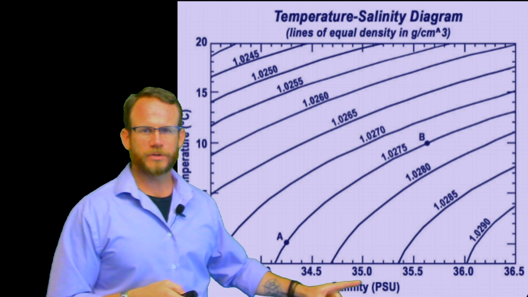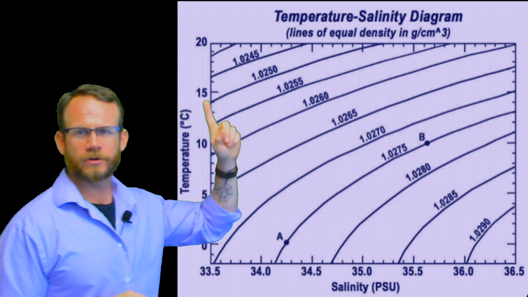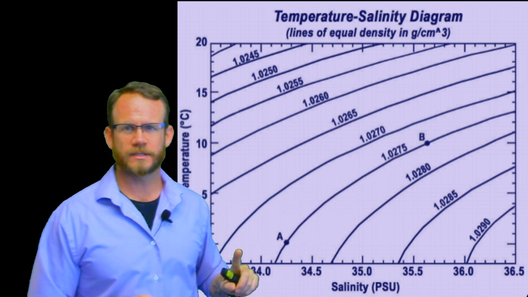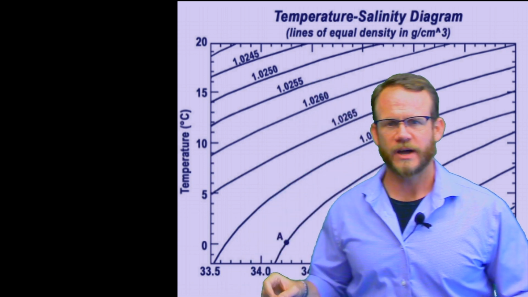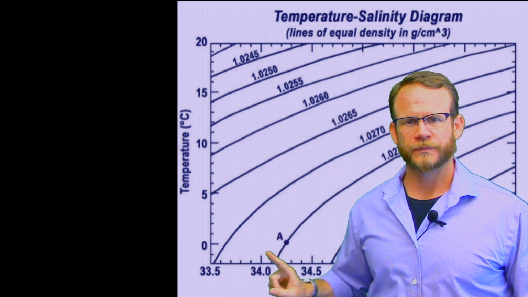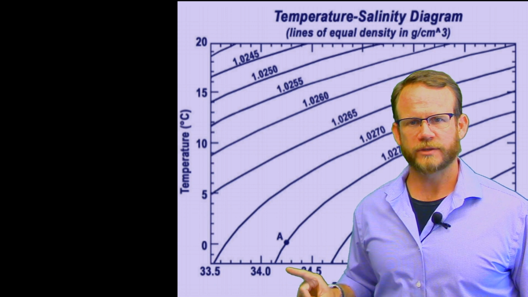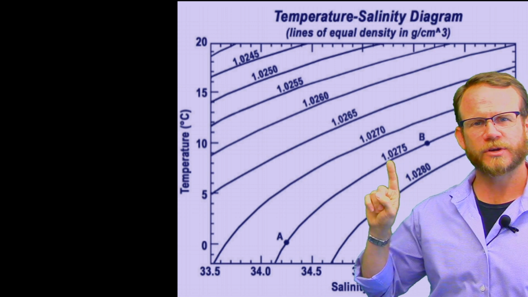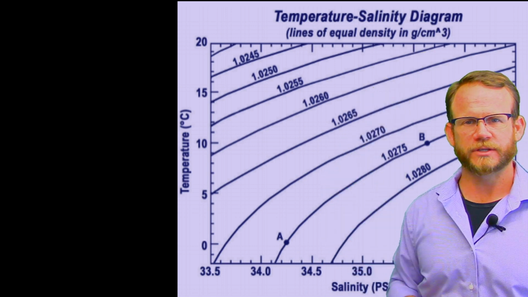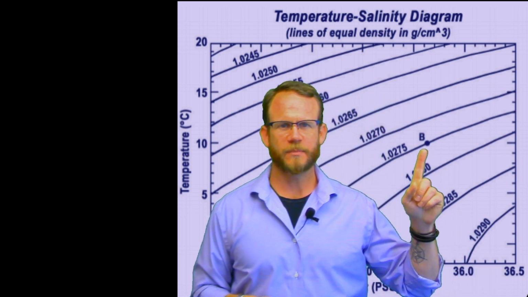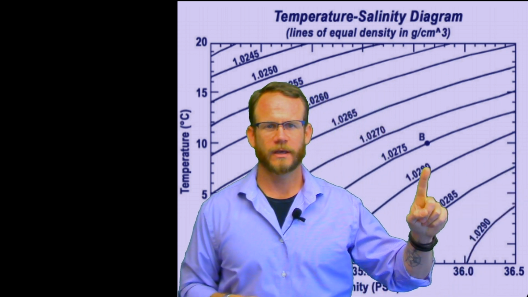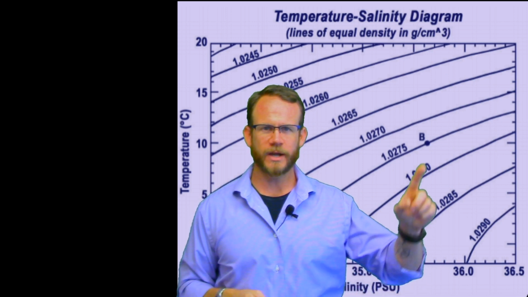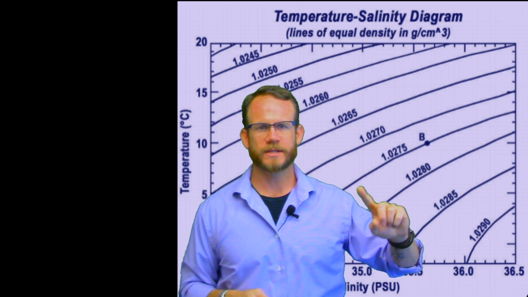What this means is it's showing you salinity across the bottom, temperature across the side, okay? And each one of these lines is a line of constant density. So what does that mean? Well, that means if I pick a temperature of 0 and a salinity of 34.25, that gives me A. And it gives me a density of 1.0275 grams per centimeter cubed. Well, if I pick a temperature of about 10 degrees and a salinity of about 35.6, that also gives me the same density. So these are lines of constant density.